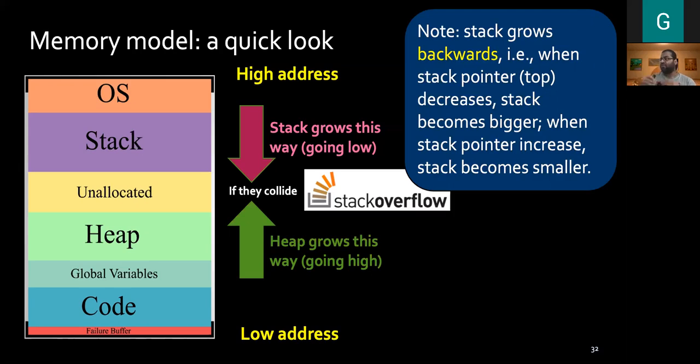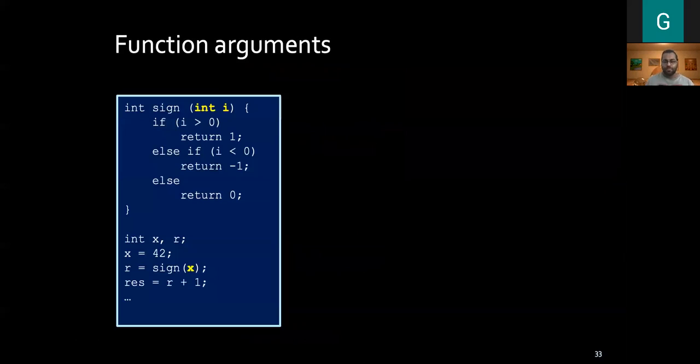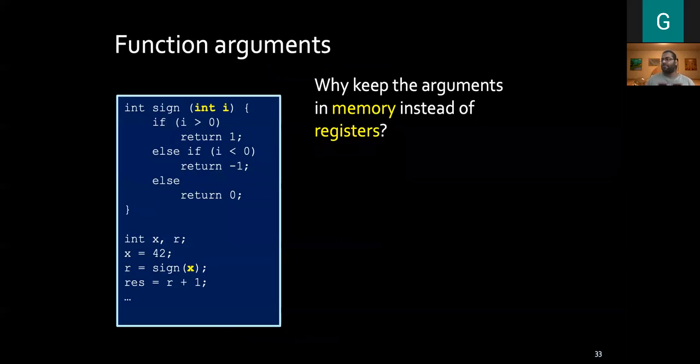So a stack pointer is basically a register that stores this address here. That's the end of the stack. If the stack pointer decreases, that means your stack is becoming bigger because your pointer is going down. And if your stack pointer increases, your stack is becoming smaller. Okay, cool. So where do we keep the arguments of the function now?